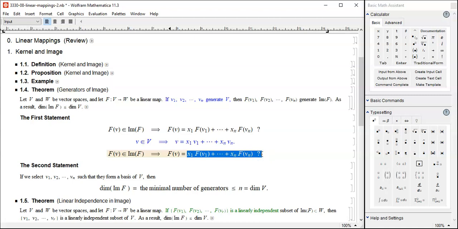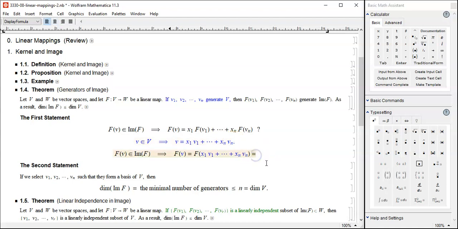So we cannot conclude that just yet. But we can make this observation. This v is equal to that, as we observed before. Arbitrary v can be written as a linear combination of v1 through vn. So f of v can be written as f of x1 v1 plus ... all the way over to xn vn. We just use this blue.